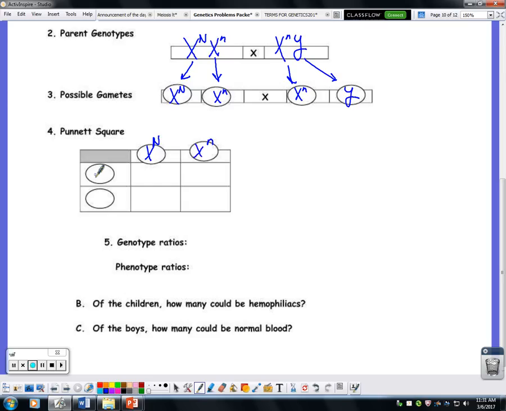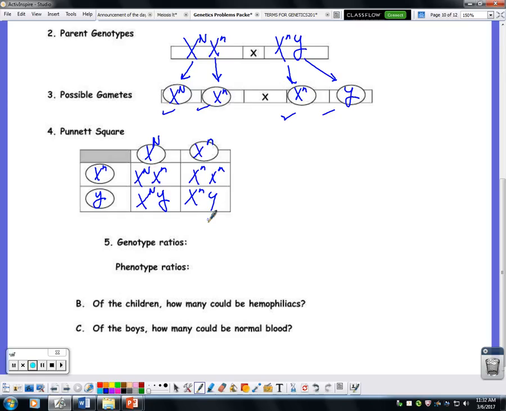Now we've got to put them together. When you put them together, just like before with the superscript of the letters, put the capital letter first. So this would be X big N, X little n, and X little n, X little n. And the boys, X big N, Y, X little n, Y. And yeah, the genotype and phenotype ratios stink, but I want to point out something. So genotype ratios, I've got 1 X big N, X little n, 1 X little n, X little n, 1 X big N, Y, 1 X little n, Y.